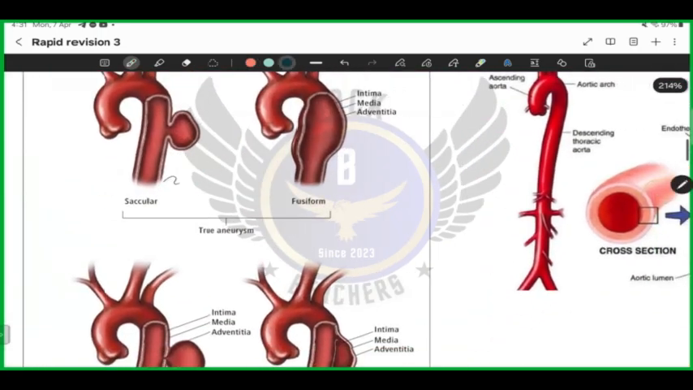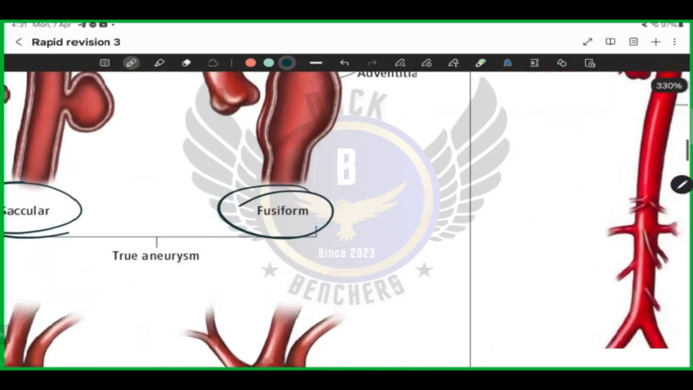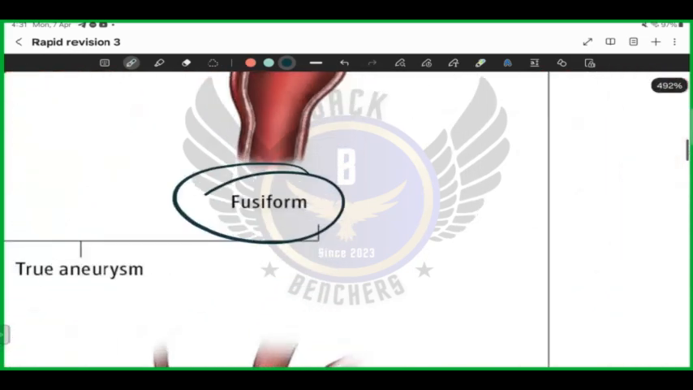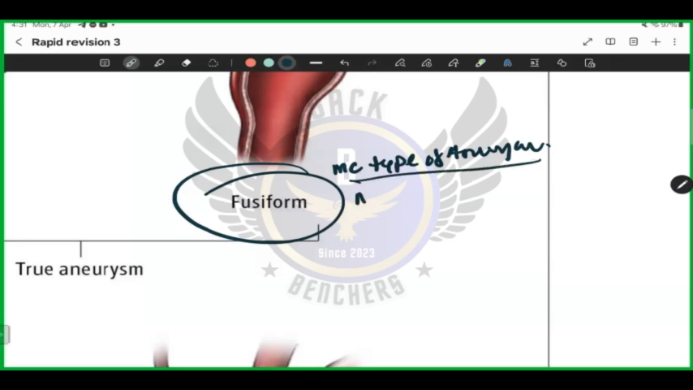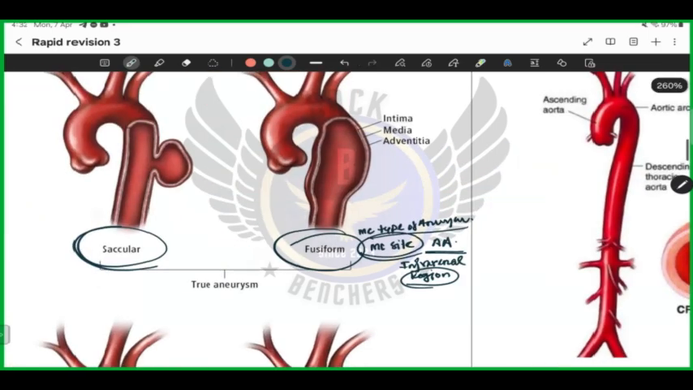According to shape, it can be saccular, it can be fusiform, and it can be some other types too, but we don't need it. They don't ask it in your exam. Remember, fusiform is the most common type of aneurysm, and most common site would be abdominal aorta. Mostly it happens at infrarenal region. Note it down. These will come in your exam. You have it in your arrows, but note it down. So this is very important, guys.